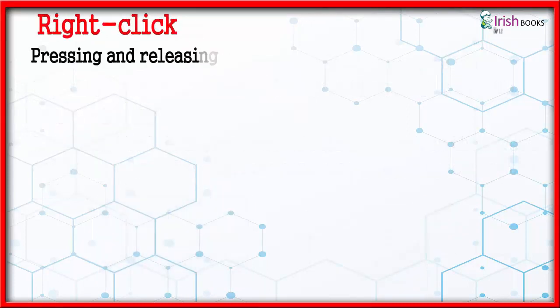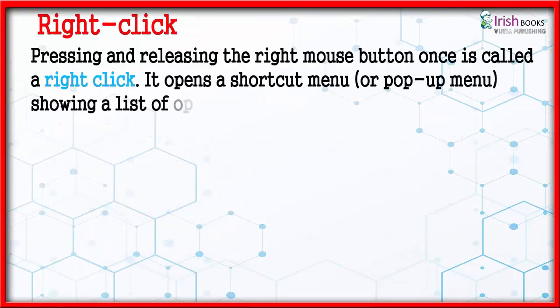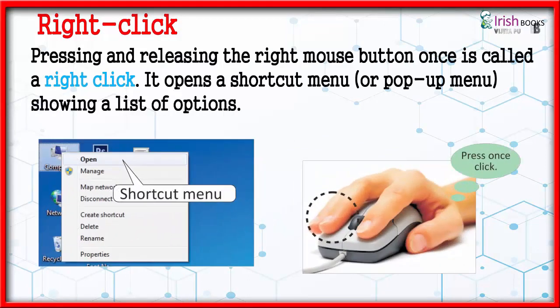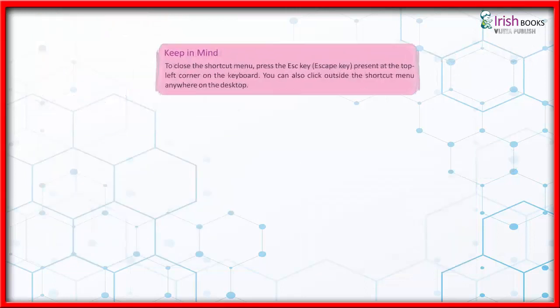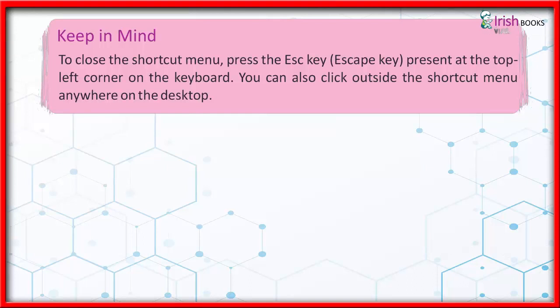Right click. Pressing and releasing the right mouse button once is called a right click. It opens a shortcut menu or pop-up menu showing a list of options. Keep in mind, to close the shortcut menu, press the escape key present at the top left corner on the keyboard. You can also click outside the shortcut menu anywhere on the desktop.